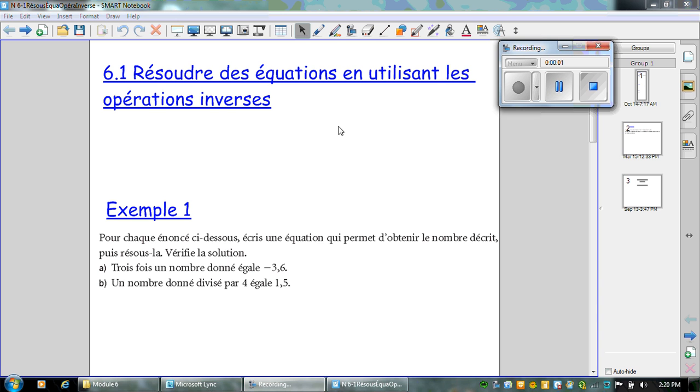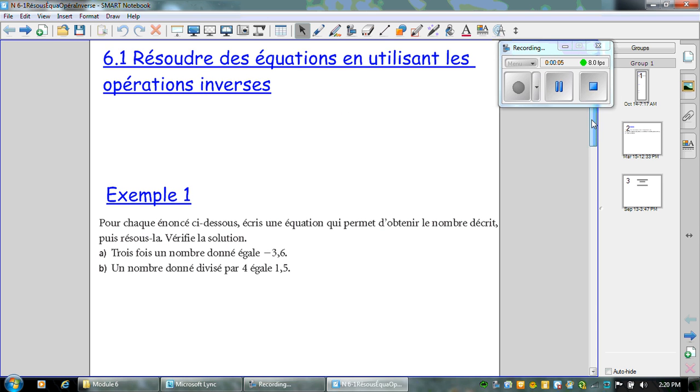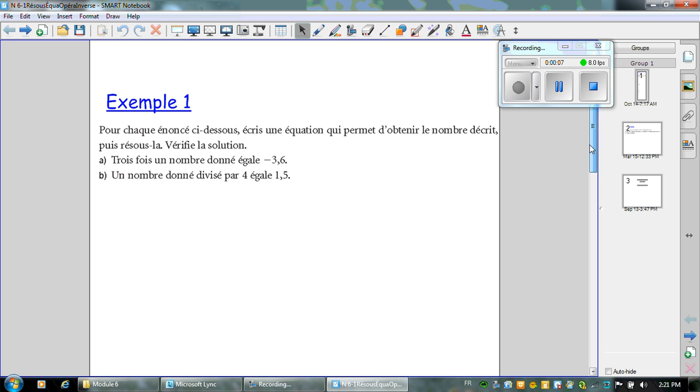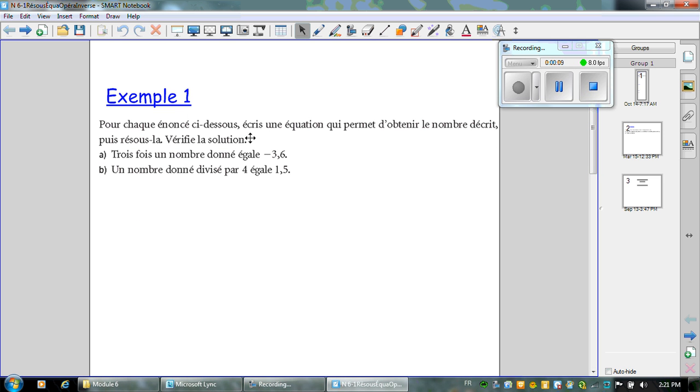Looking at equations, and we're going to be solving equations. So first things first, in this first example, we will have to write an equation, and then we have to solve it. Here we have a phrase: 3 times a number equals negative 3.6, negative 3 and 6 tenths. So how do we write that using math, using symbols?